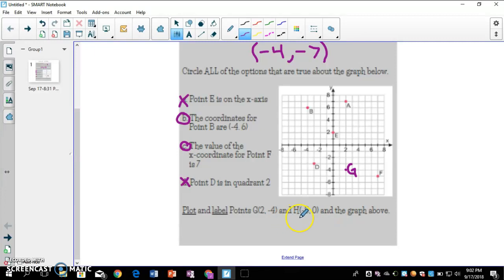Okay, and then H is at -5, 0, so that -5 means I'm going to go to the left 5, because again, we go right or left first. And then 0 in the y means I'm not going to move up or down at all, so I'm just going to go to the left 5, and that means I'm on that x-axis. So I'm going to put my dot there and label it.